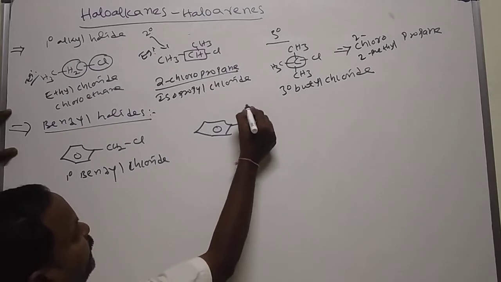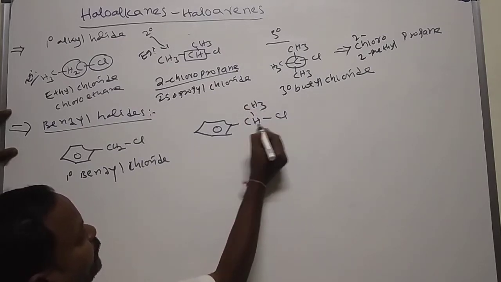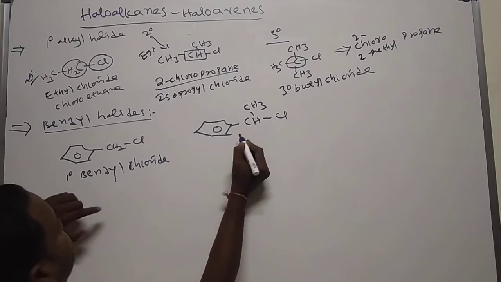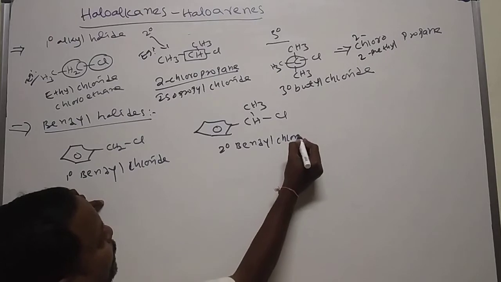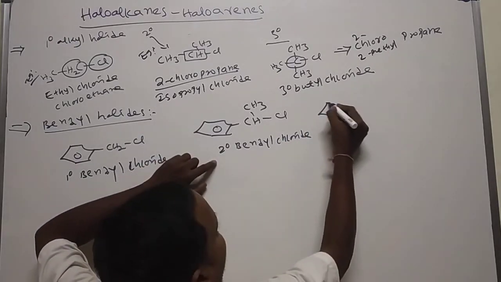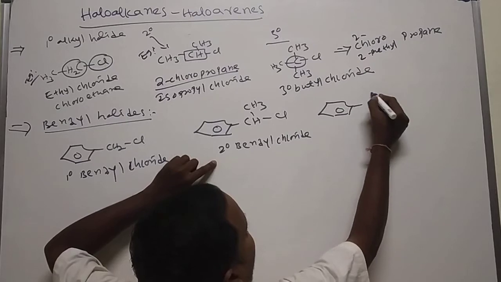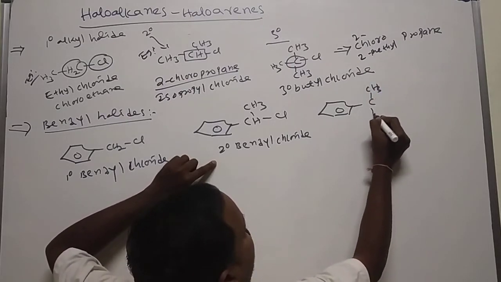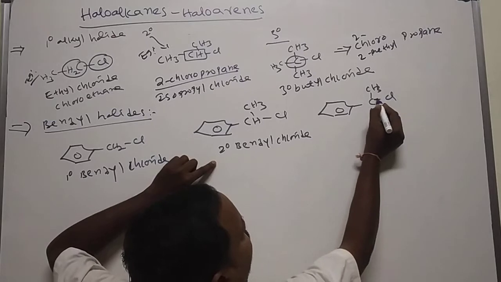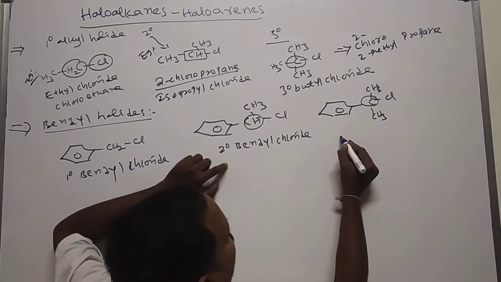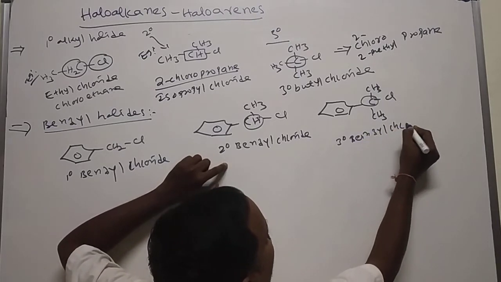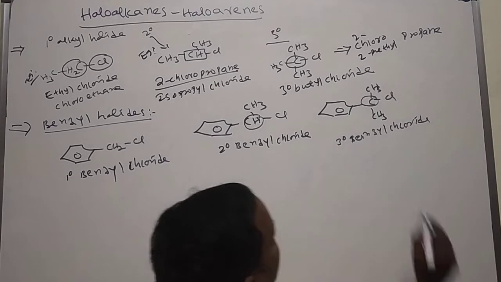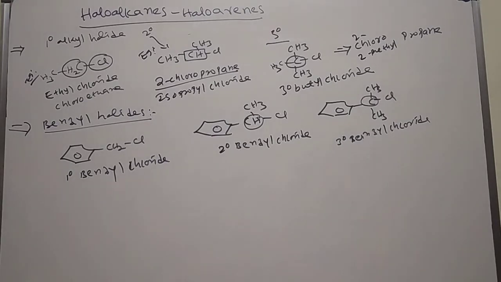If the halogen is attached to a secondary carbon, we call this secondary benzyl chloride. If chlorine is attached to the tertiary carbon, this is tertiary and this is secondary, so this is called tertiary benzyl chloride. They may ask one question: give the example for primary, secondary or tertiary benzyl chloride, alkyl chloride, like that.